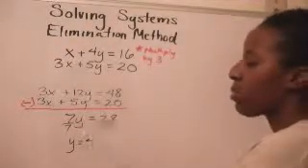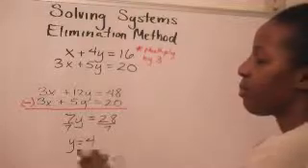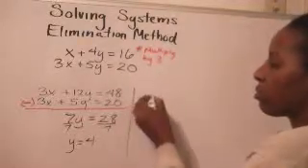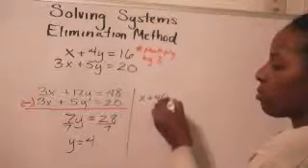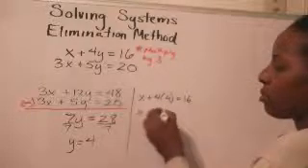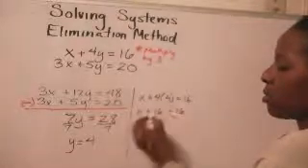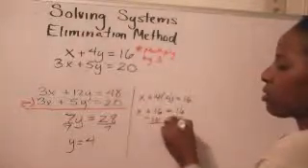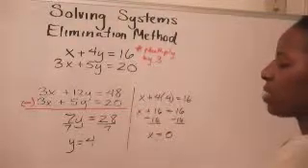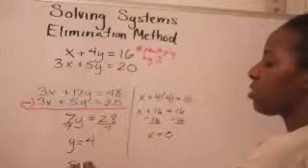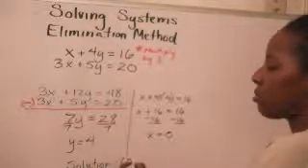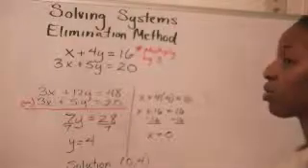Okay, remember, what do you do when you get one variable? Plug it back into the original. Subtract 16 from both sides, and you find out that x equals 0. So your final solution for this system is 0, 4.